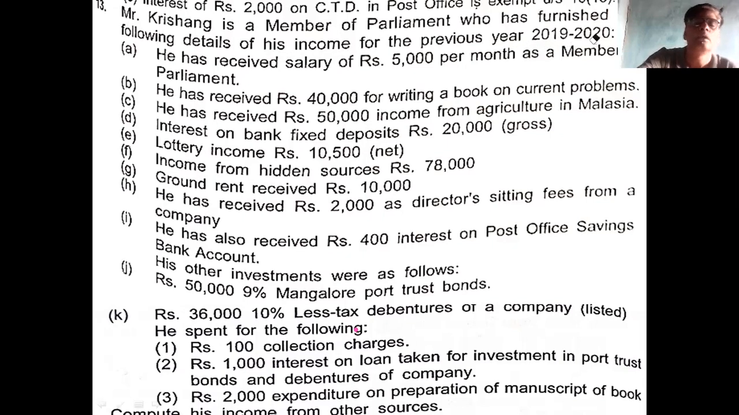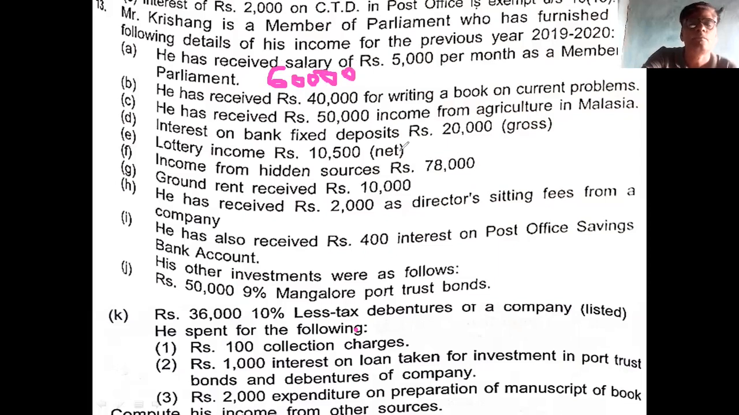First, he received a salary of rupees 5,000 per month as a member of parliament. So 5,000 is the salary per month. For the year, 5,000 per month for 12 months, it is 60,000. Salary for 12 months is 60,000.